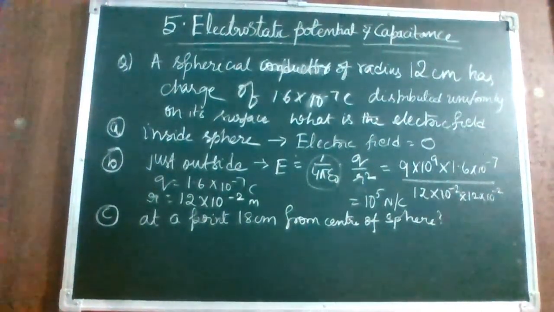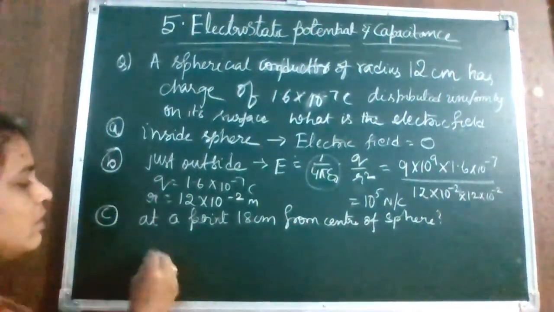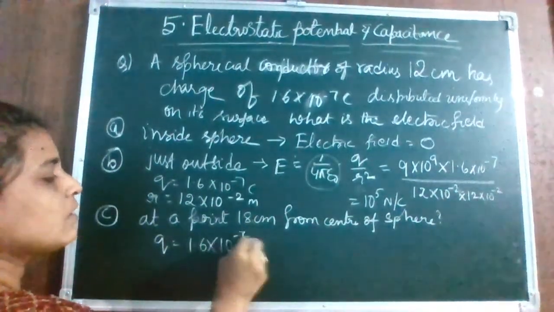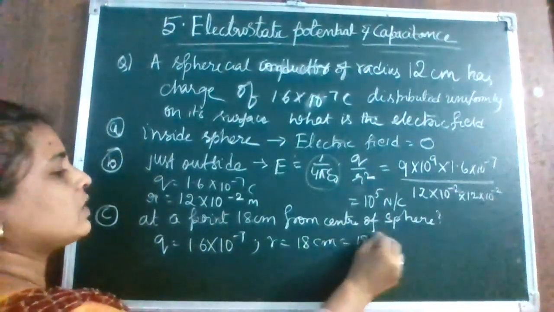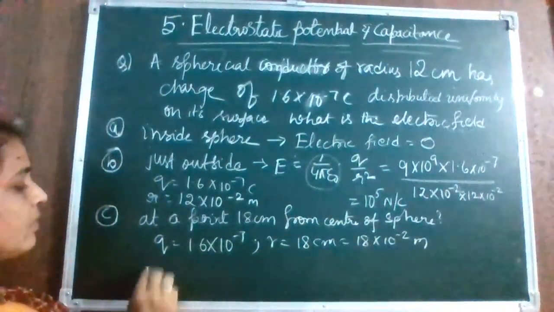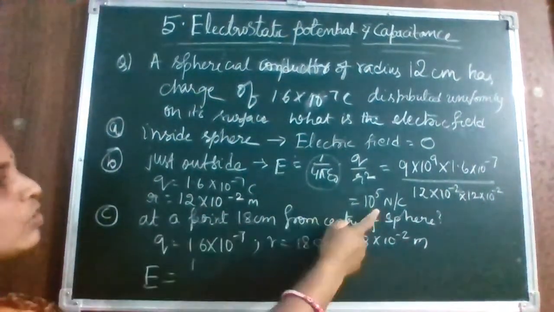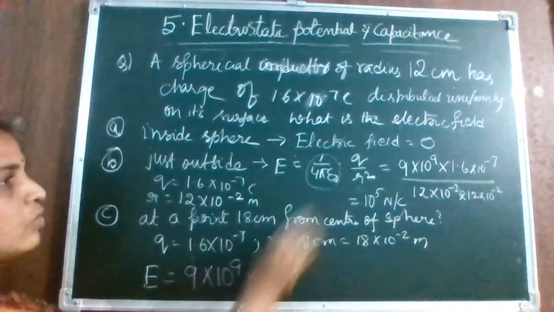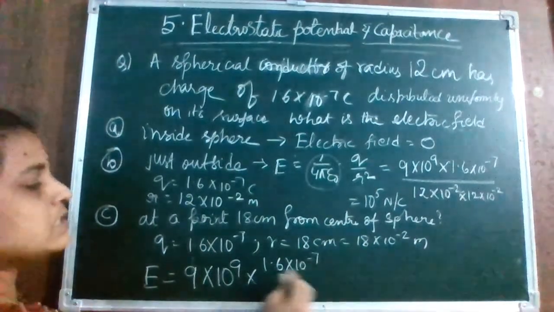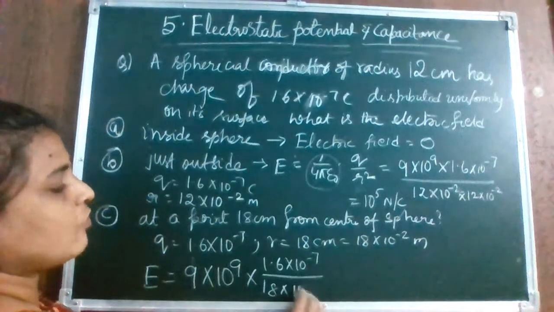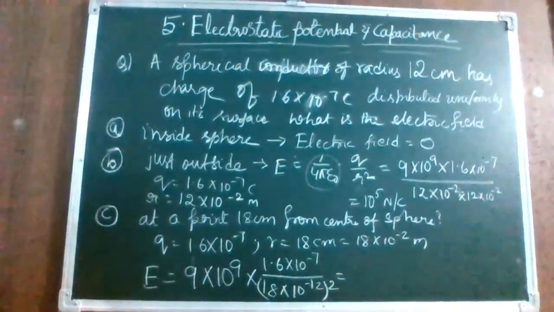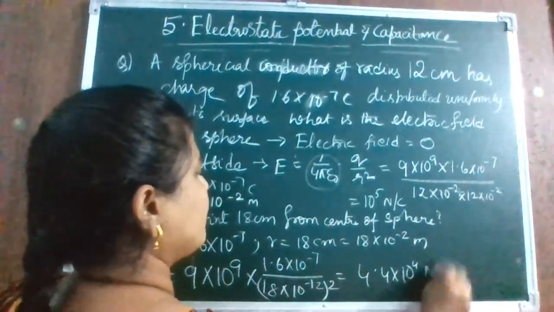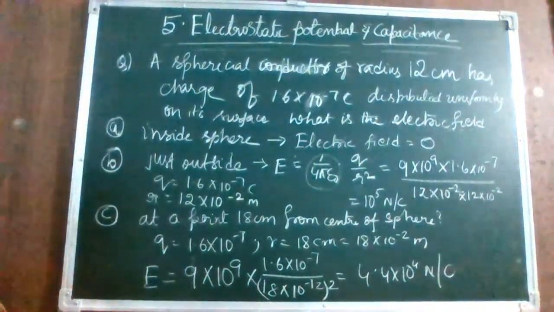And for the third question, at a point 18 centimeters from the center of the sphere, the same charge Q is equal to 1.6 into 10 to the power of minus 7 coulombs. But here he has given 18 centimeters, that is 18 into 10 to the power of minus 2 meters. Substituting in the equation 1 by 4 pi epsilon naught into Q by R square, 1 by 4 pi epsilon naught is 9 into 10 to the power of 9, into Q which is 1.6 into 10 to the power of minus 7, by R square, 18 into 10 to the power of minus 2 whole square. By solving this equation, we will get 4.4 into 10 to the power of 4 newtons per coulomb. So this is the problem related to the electric field intensity.